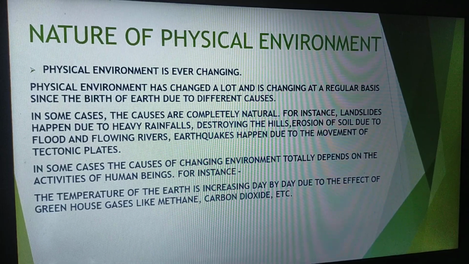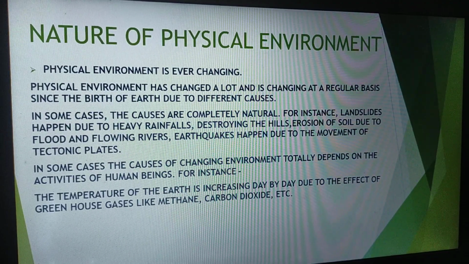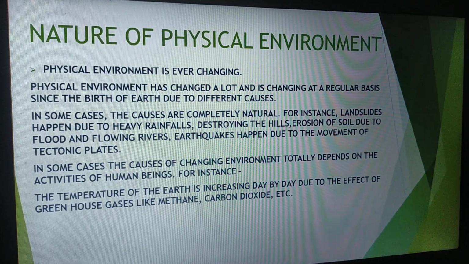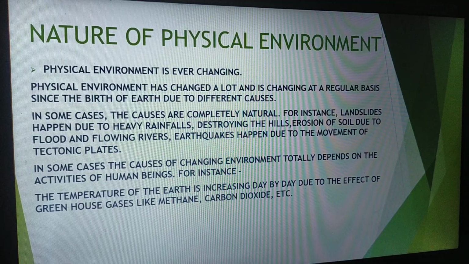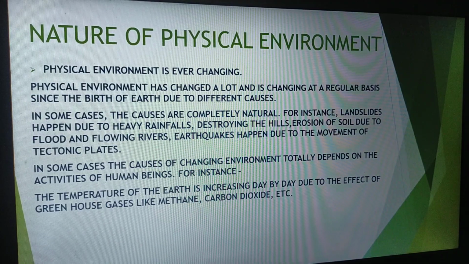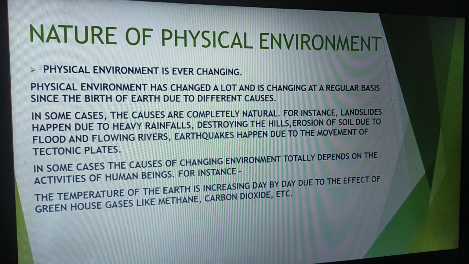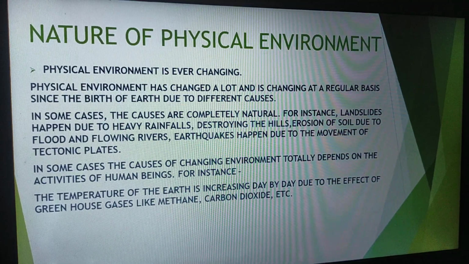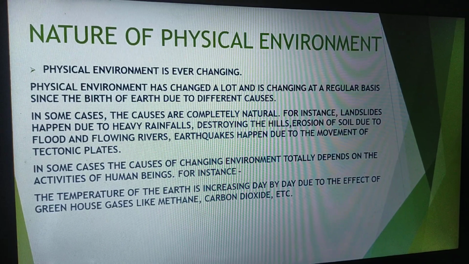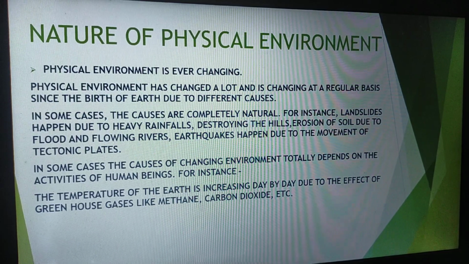And in some cases, the causes which are changing the environment depend on our activities, the activities of human beings. For instance, take global warming for example. This global warming is happening due to the greenhouse effect, and this greenhouse effect is happening due to the release of the greenhouse gases like methane, carbon dioxide, and some oxides of nitrogen, which are basically the product of human activities.